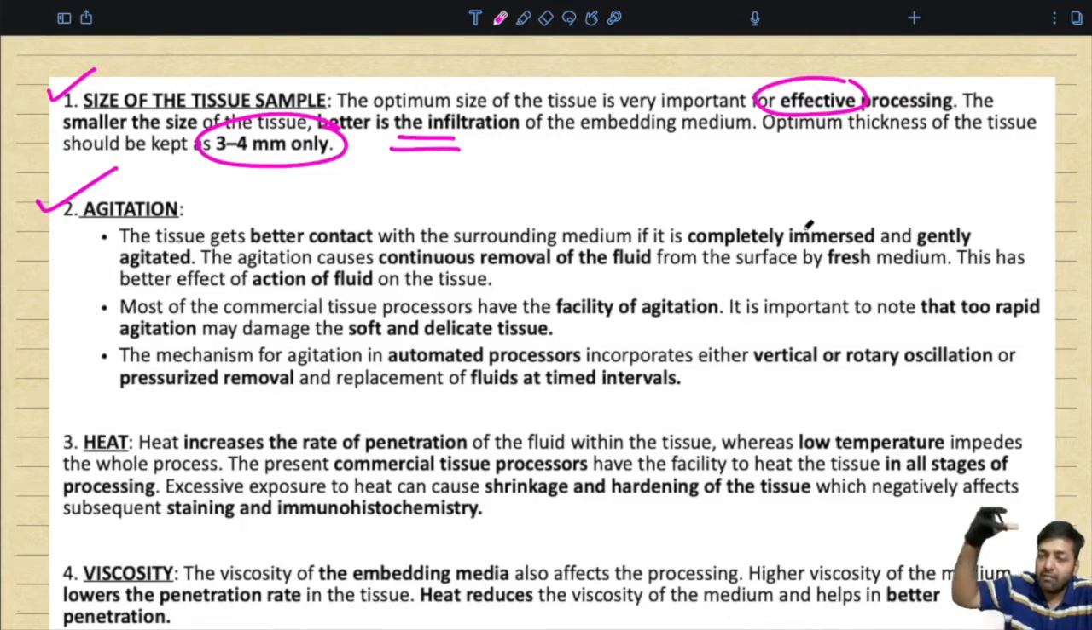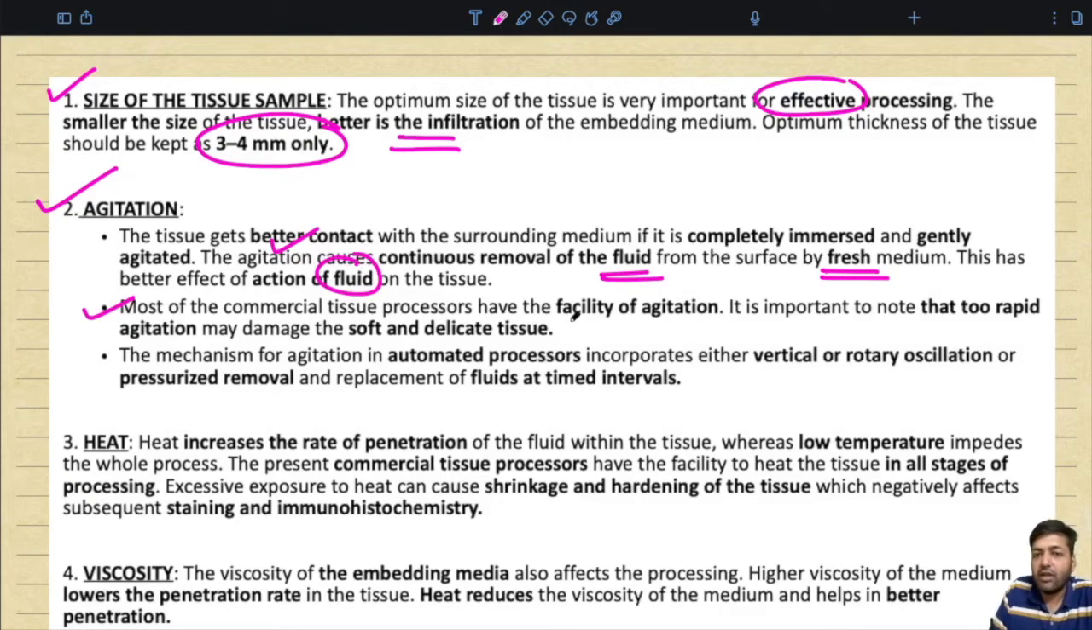You should completely immerse the tissue, for example, in alcohol. Now what is the use? If you completely immerse, then it is completely coming in contact with the nearby agent. Now if you agitate, the agitation will continuously cause removal of the fluid from the surface of the particular tissue, and that particular fluid is replaced by fresh fluid. This has better effect of action of fluid on the tissue.